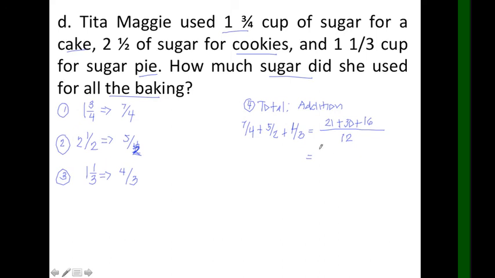So we have 67/12. But since it is an improper fraction, we need to make it a mixed number. So, ilang 12 mayroon sa 67? I think that's 5. Tama? 5 times 12 is 60, 67 minus 60 is 7. That's the remainder. Then we will just copy the 12. So this is now the mixed number of the improper fraction 67/12, which is our answer for the problem of the amount of sugar used in all baking.